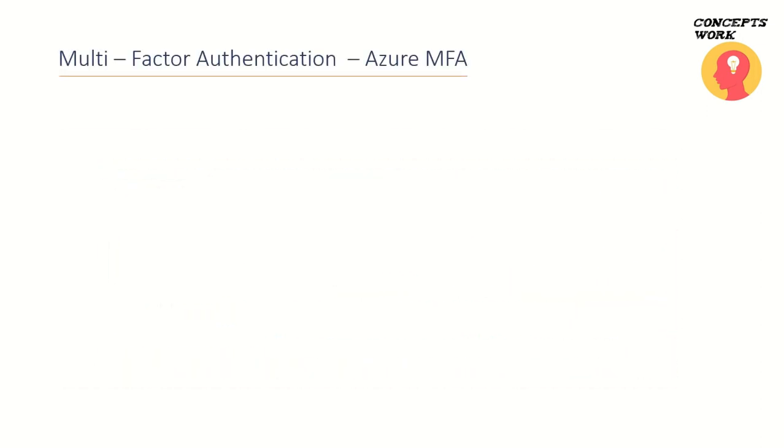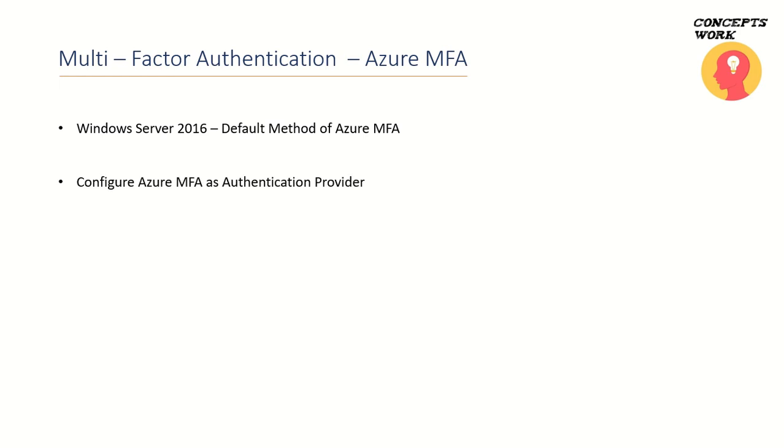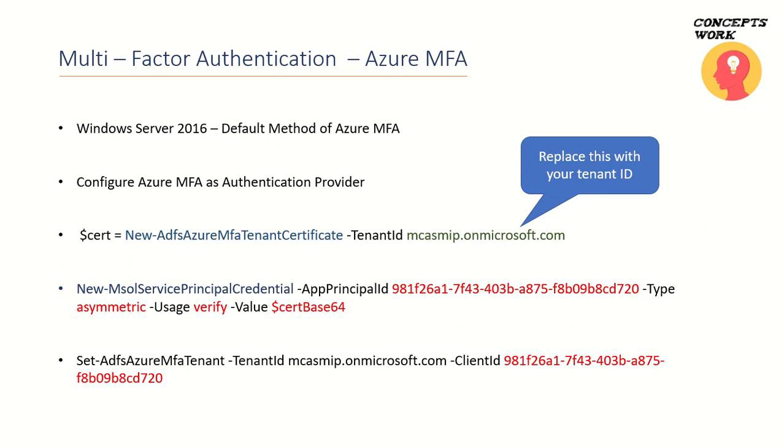Now let's start off with Azure MFA itself and know some more details about Azure MFA. So this is a default option which is available with 2016 and you don't have to go ahead and install or add any service. It is available by default. The moment you'll set up ADFS, you'll get the option of Azure MFA and I'll show you where you can find it. All you have to do is configure Azure MFA, in fact, as an authentication provider. And for that, all you have to do is run these three commands.